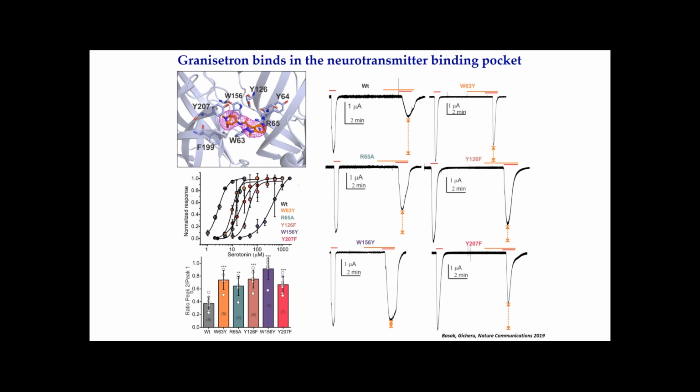This sort of resolution map allowed us to unambiguously model the orientation of the cetron molecule within the binding pocket. We evaluated the interaction between cetron and the various residues through mutagenesis, showing that mutations in each of these residues impact cetron binding.